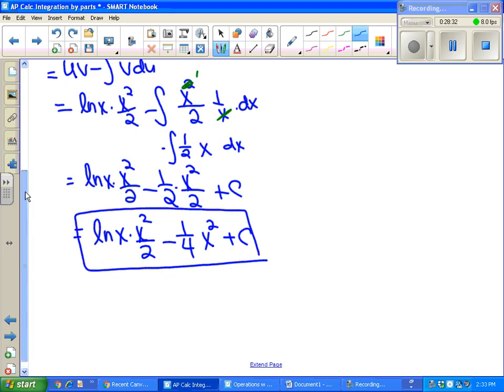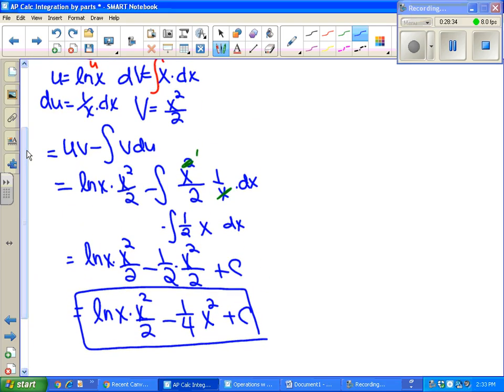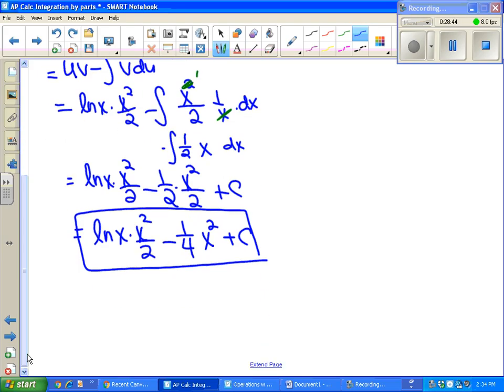Okay, again, natural logs would come before polynomials, although polynomials are usually the ones we do first. If we actually want to factor anything out to make it look better, what would you factor out? Could we factor out a 1/2? This has got a 1/2 in it, and this has got a 1/2 in it, and they both have x squared, so I could factor out 1/2 x squared.